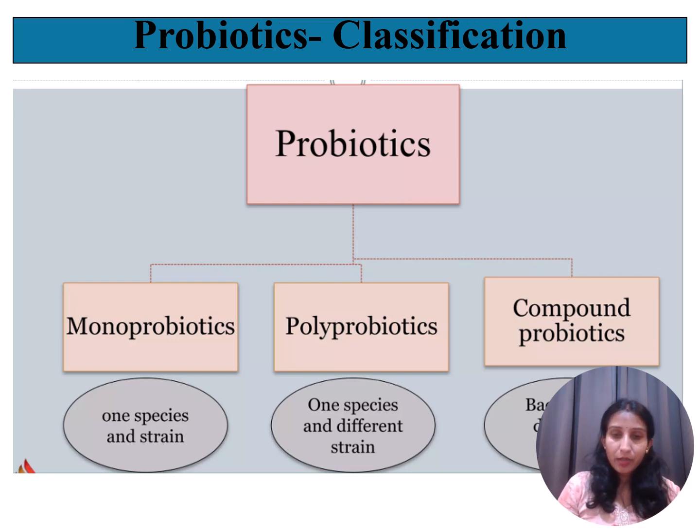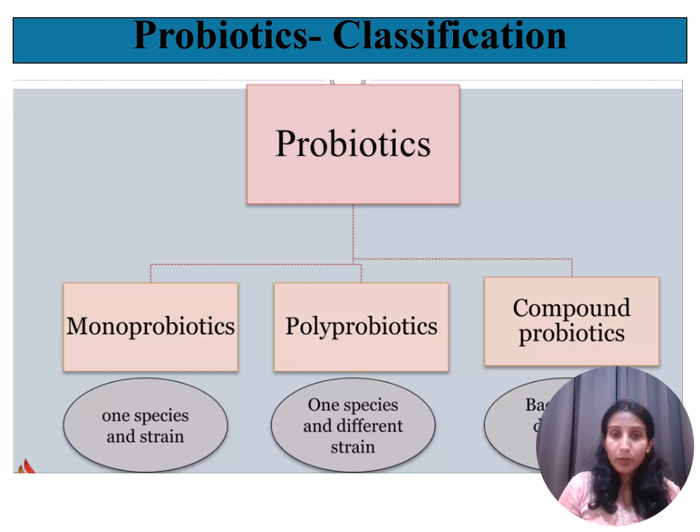The second category is polyprobiotics, wherein the probiotic tablet, capsule or powder is made up of one species but different strains. An example could be having Lactobacillus rhamnosus GG as the first probiotic microorganism, and the second could be Lactobacillus rhamnosus, but instead of GG, it could be some other rhamnosus strain. So this is the example for polyprobiotic microorganisms.